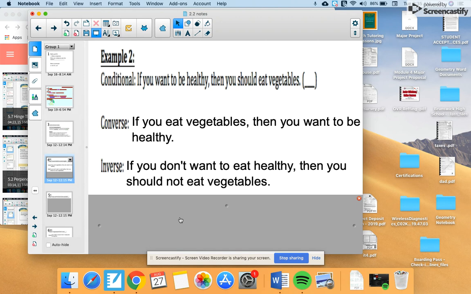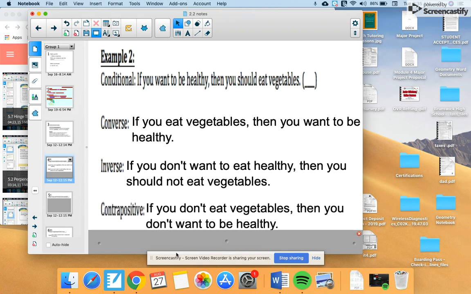And then lastly, two ways you can think about it. You can think about the contrapositive as you're flipping the hypothesis and the conclusion and negating, or some people like to think of it as just flipping the inverse. So if you don't eat vegetables, then you don't want to be healthy, would be the contrapositive.